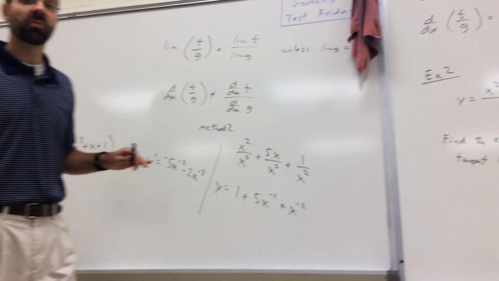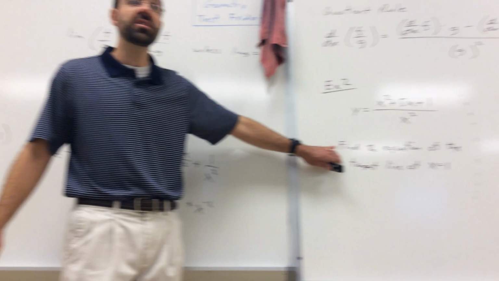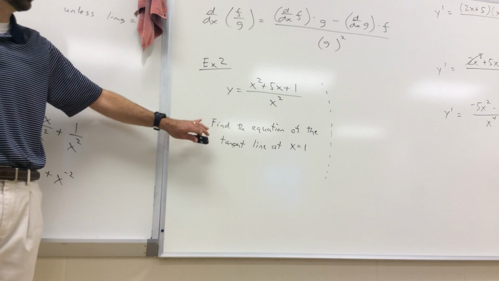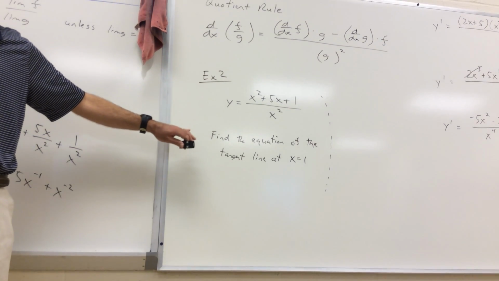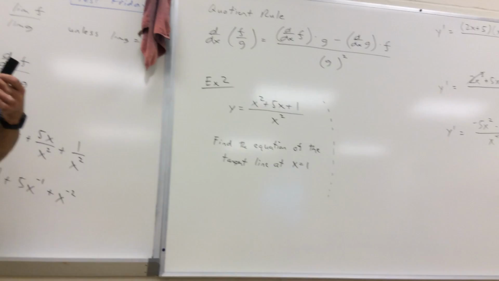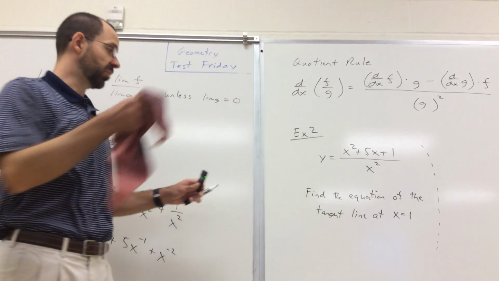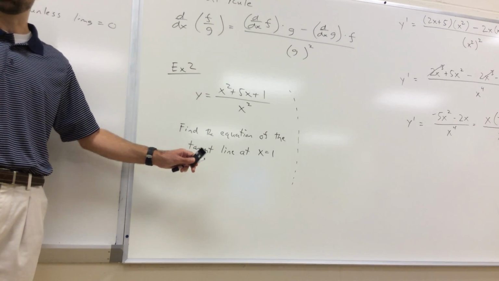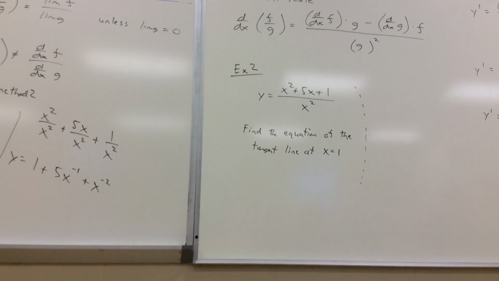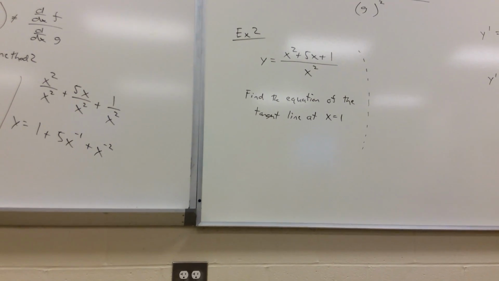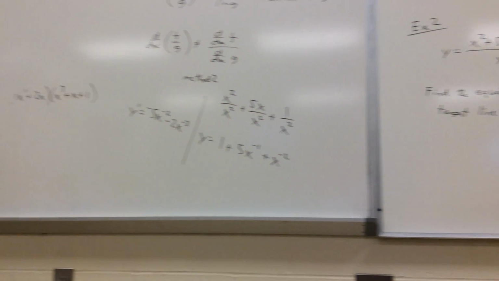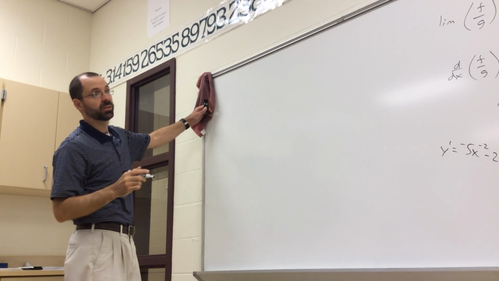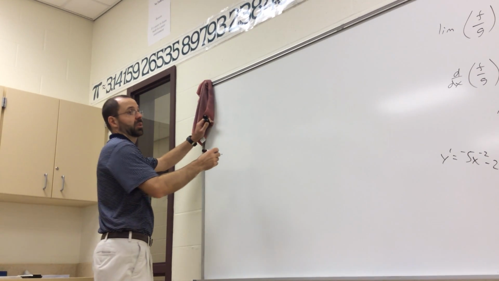Okay, so let's get back to the problem. The problem is find the equation of the tangent line, right? So why did we need this derivative? To get the slope of the tangent line. Okay, so now we plug 1 into that formula, and that'll give us the slope at 1. Okay, so plugging 1 into, I'm going to go back to this one.